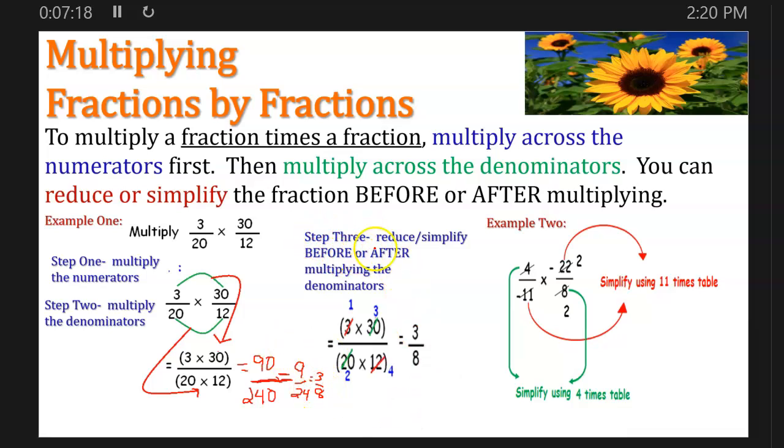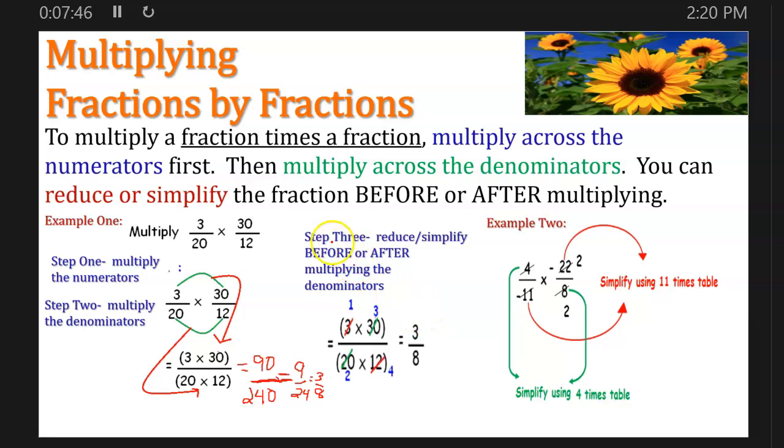If you reduce it before you solve the problem, this little end section where we reduce is going to be different. So here we are reducing it before, and we would divide 3 into this 3 and 3 into this 12, and we would get 1/4. And then here we can divide 10 into both of these, 20 and 30, and get 2/3. And 1 times 2 is 2, and 4 times 3 is 12.